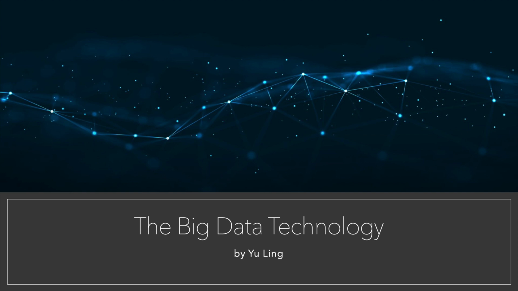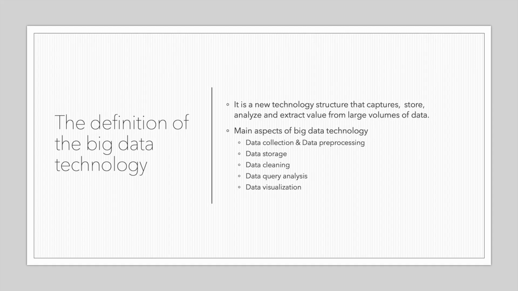So the system of big data technology is huge and complex. This technology is widely used in many fields. It is based on information data in a huge size. How do we make this information data valuable for decision making? Then we will use big data technology. So next, I will talk about the definition of big data technology.